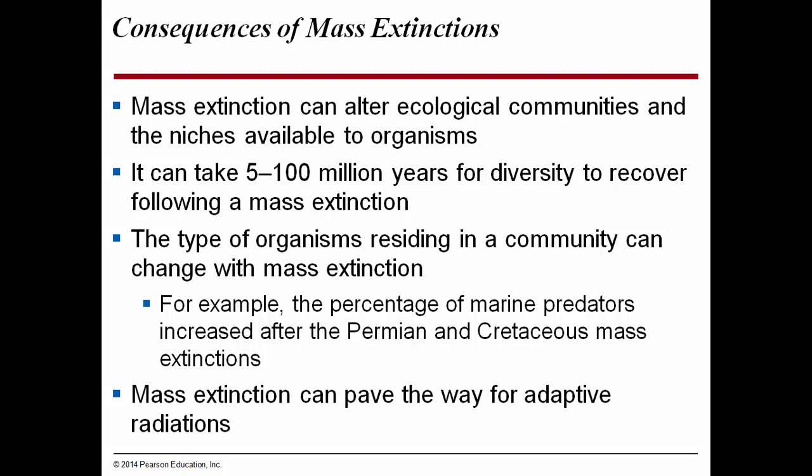The consequences of mass extinctions. Mass extinctions can alter ecological communities and the niches available to organisms. It can take 5 to 100 million years for diversity to recover following a mass extinction. The type of organisms residing in a community can change with mass extinction. For example, the percentage of marine predators increased after the Permian and Cretaceous mass extinctions.